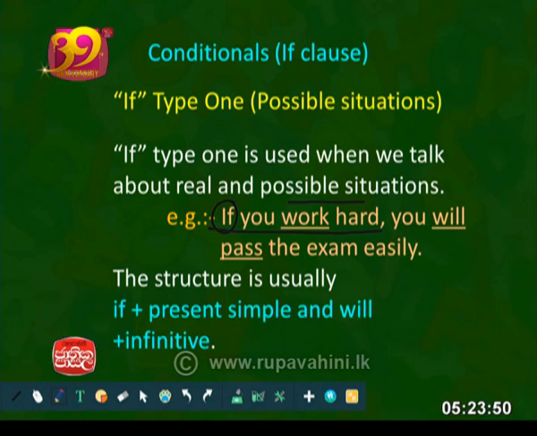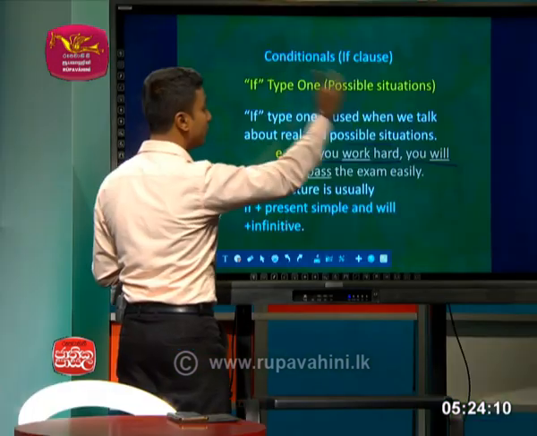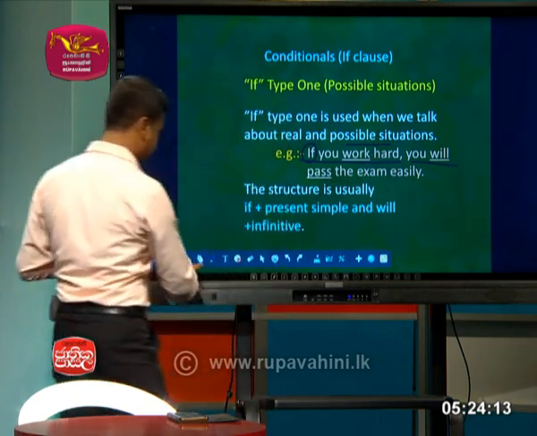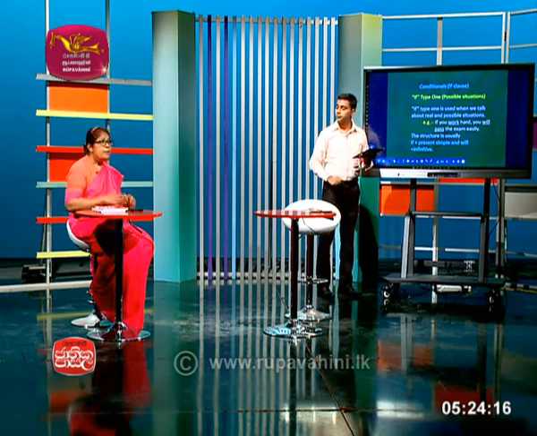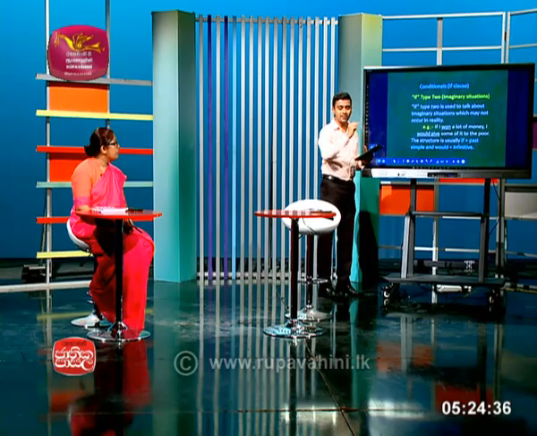So when the first part, the if condition, is in the present tense, the result is in the future tense. If you work hard, you will pass the exam easily. If you work hard, you can pass the exam easily. So the structure is: the present tense goes with the if condition, and the future tense goes with the next part. Let us also remember that this is a possible situation, because the action is not yet finished. If this thing happens, the result happens. So the if condition has to take place, so it's possible. Next, if type 2, imaginary situation.